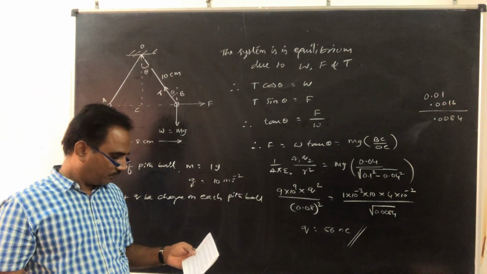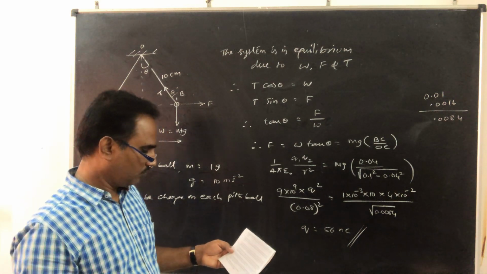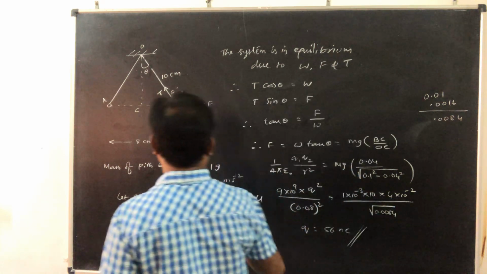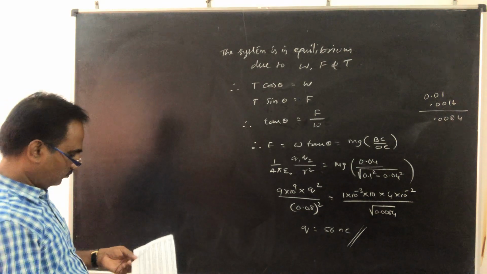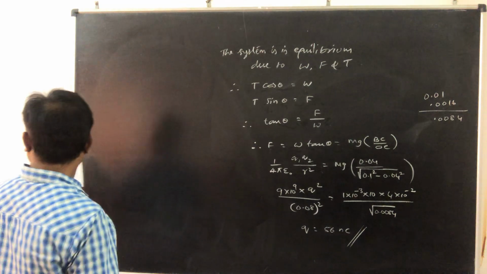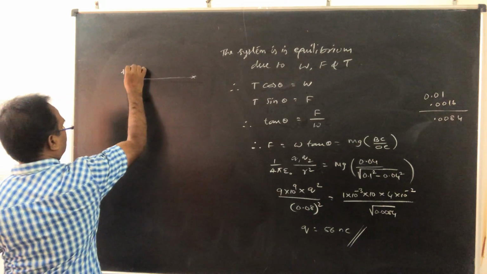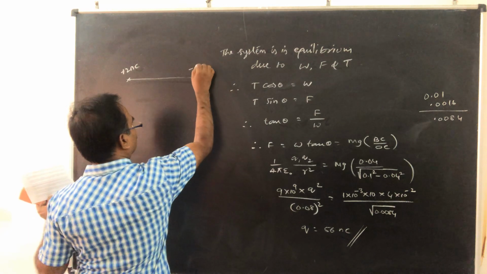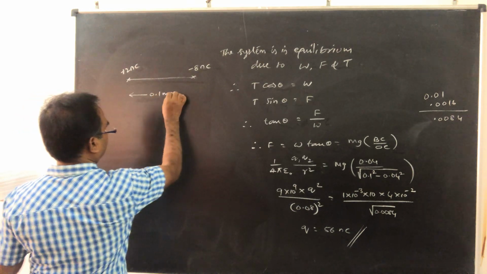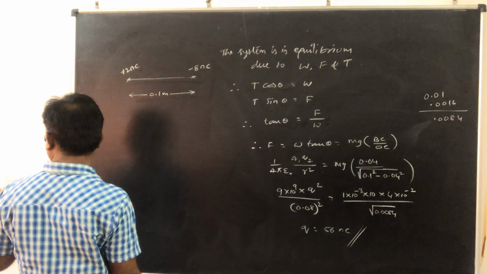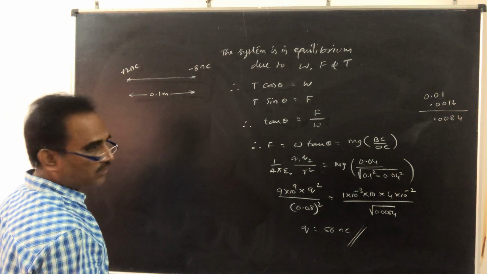In the next problem, you can do it by yourself. There are 2 point charges: plus 2 nanocoulomb, minus 8 nanocoulomb. They are separated by 0.1 meter. Find the position of the null point on the line joining the two charges.